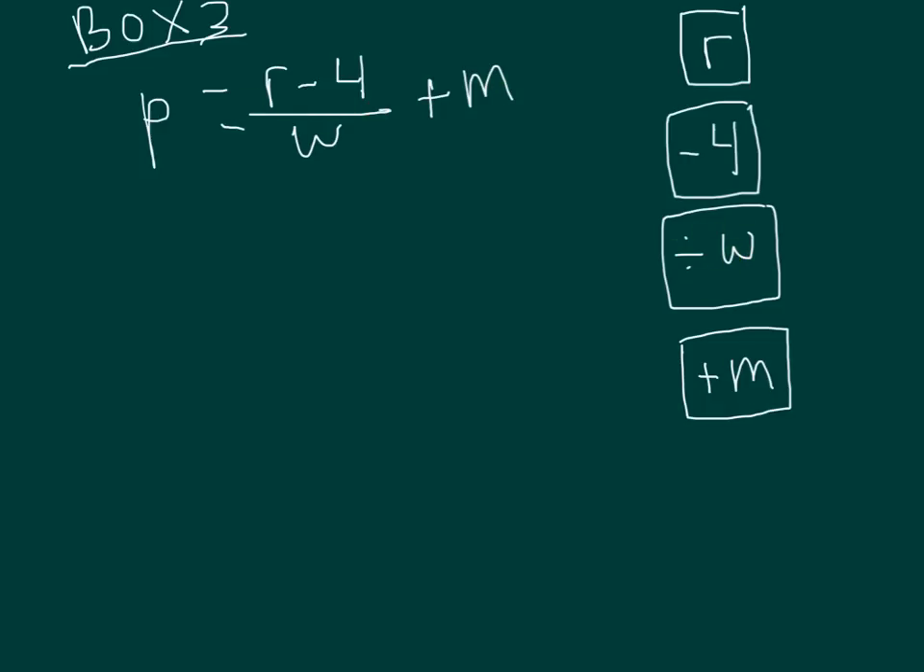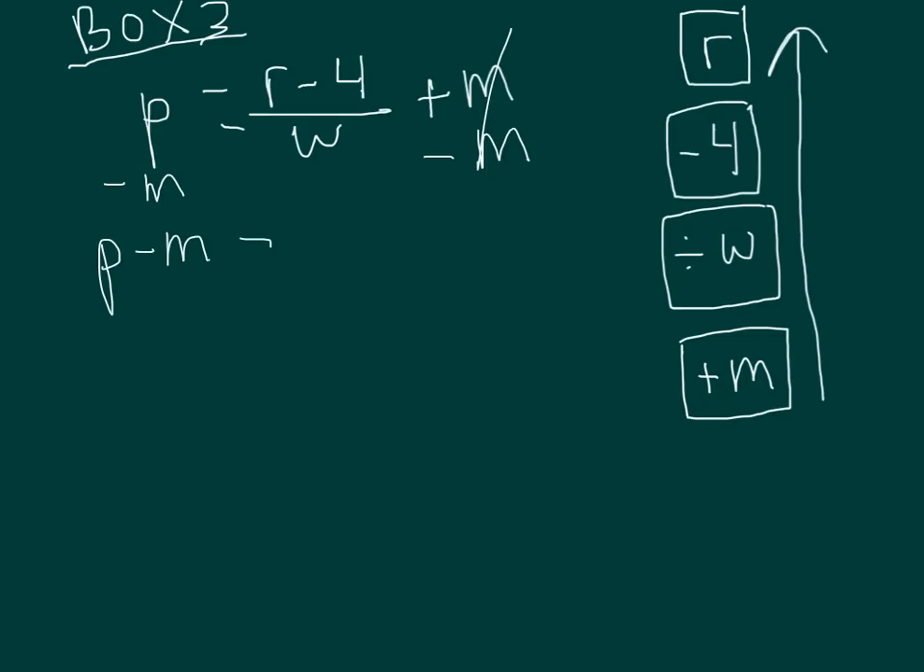Now why did I do all this? Because to solve this equation, I'm just going to work my way back up this set of boxes and do the opposite. So the first thing I'm going to do is look down at this box. Instead of adding m, I'm going to subtract m from both sides. Alright. So these two m's cancel, which is what I want to do, get rid of the m over here, so I have r by itself. And I have p minus m equals, m's are gone over here, I just have r minus 4 divided by w.